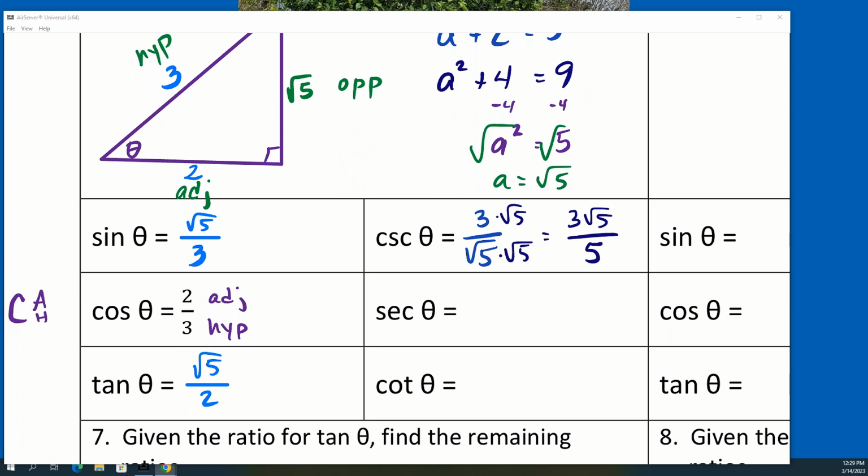All right. Secant is going to be no big deal because we're just going to flip over 2/3 and that's 3/2 and no square roots to worry about. Right. And then cotangent is going to be a little bit of extra work. So we're going to flip over tangent. And because that square root of 5 is in the denominator, we're going to make sure we multiply by it. And that's it.